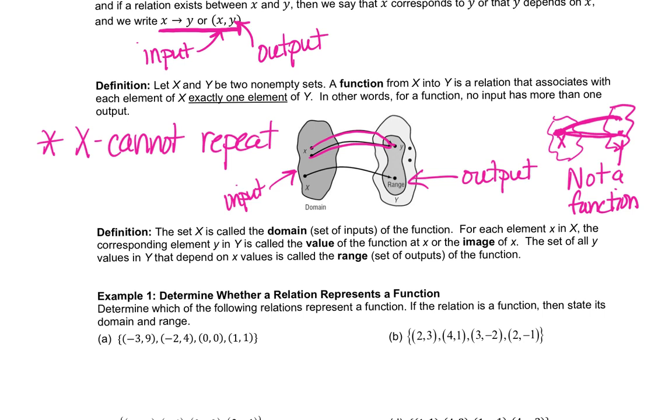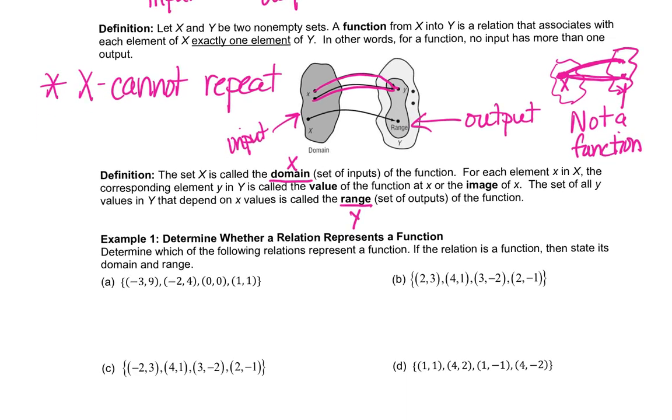Now, domain is your set of inputs for the function. So your domain is your x values, and your range is your y values. So we say that the set x is called the domain, or your set of inputs of the function. For each element x in X, the corresponding element y in Y is called the value of the function at x, or the image of x. The set of all y values in Y that depend on x values is called the range, your set of outputs of the function.